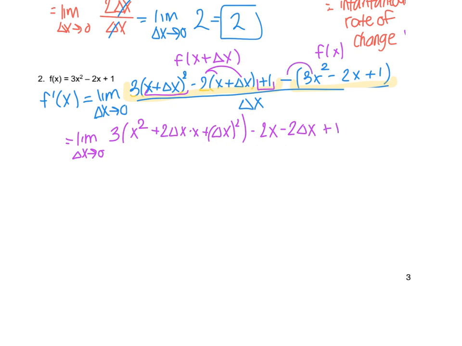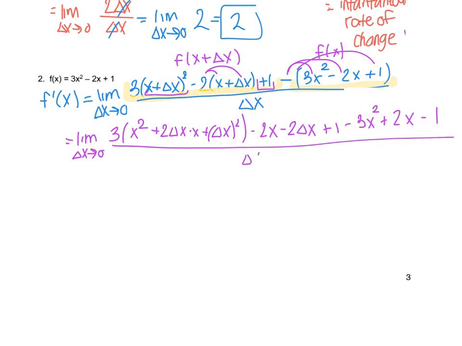Then I need to distribute this negative to all of these three terms. So that would be minus 3x squared plus 2x minus 1. So that is the beginning of my numerator being simplified. I'm going to continue moving forward, and notice that I'm taking the two seconds it takes to write, maybe five seconds, the limit as delta x approaches 0 each time.